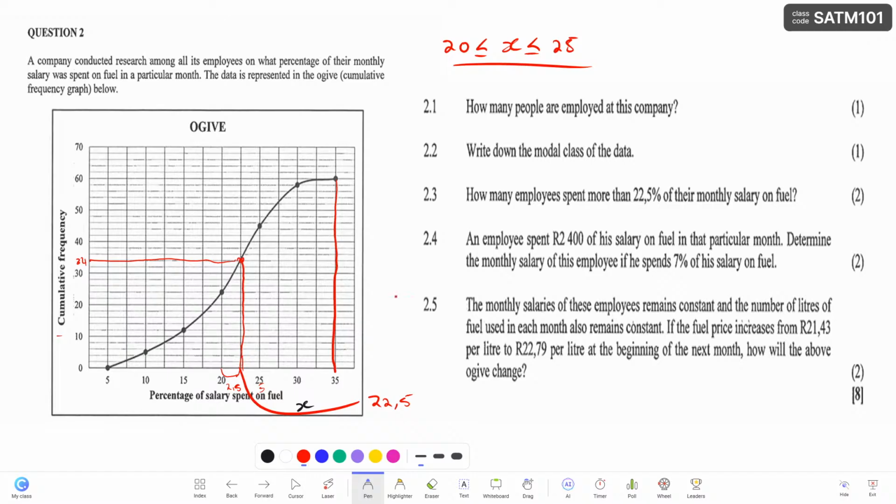So what are we looking for? How many employees spend more than 22.5? People who spend more than 22.5 are the people in this box. So we need to find how many people. To find that, we have the minimum people that spend 22.5. So this is the minimum people. The maximum people is 60. So you're going to say 60 minus what? 22.5.